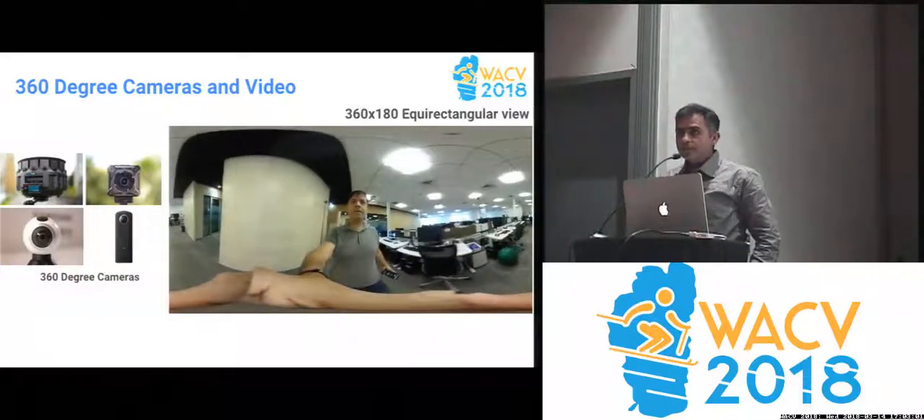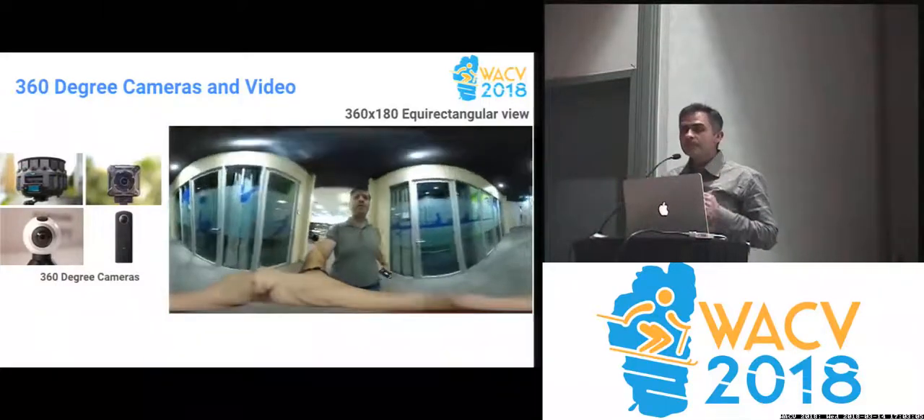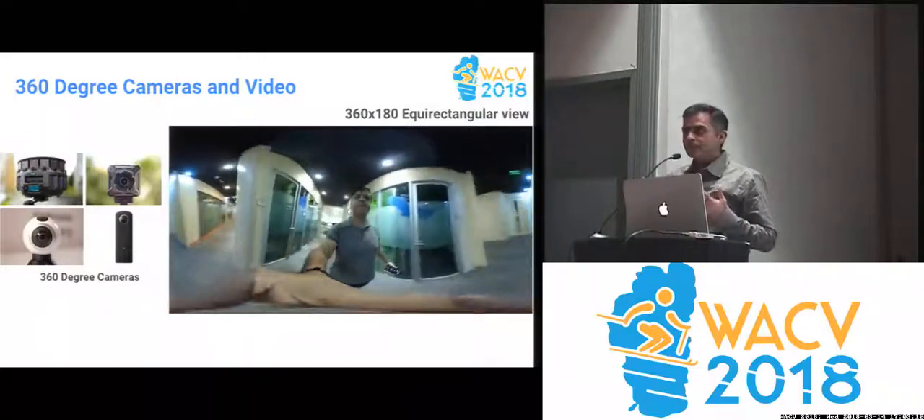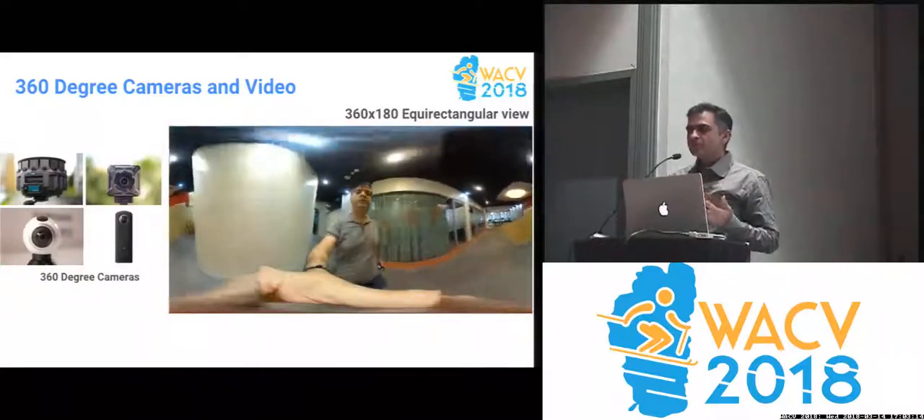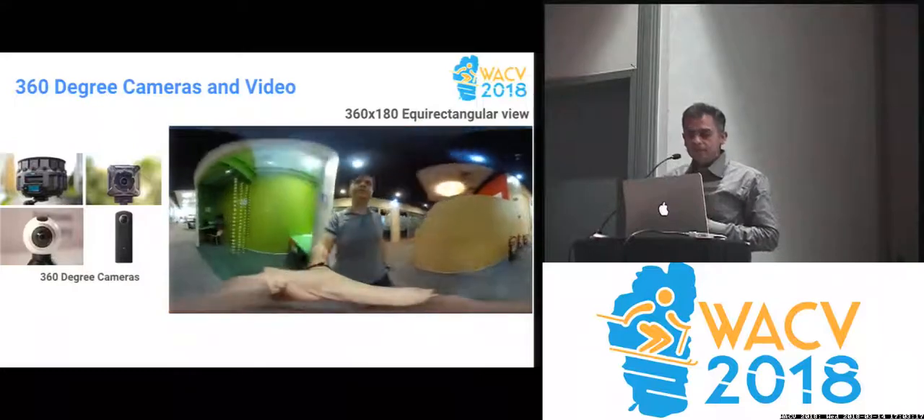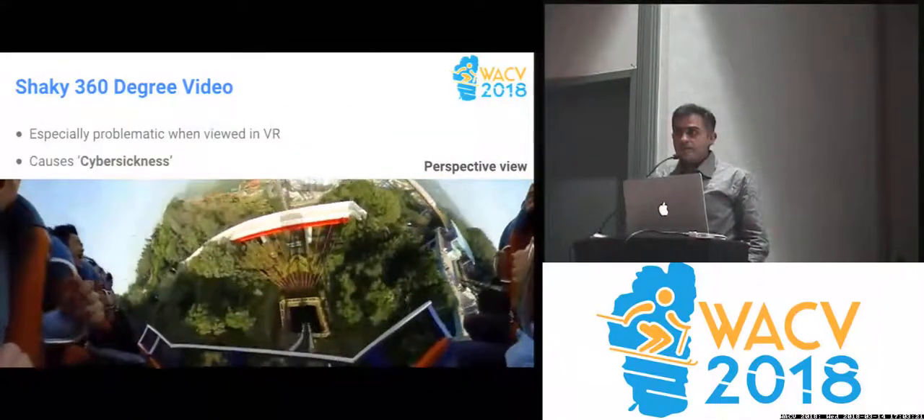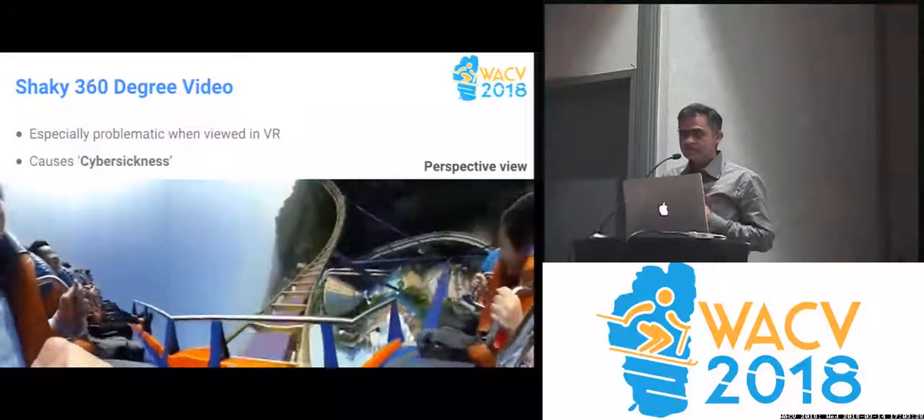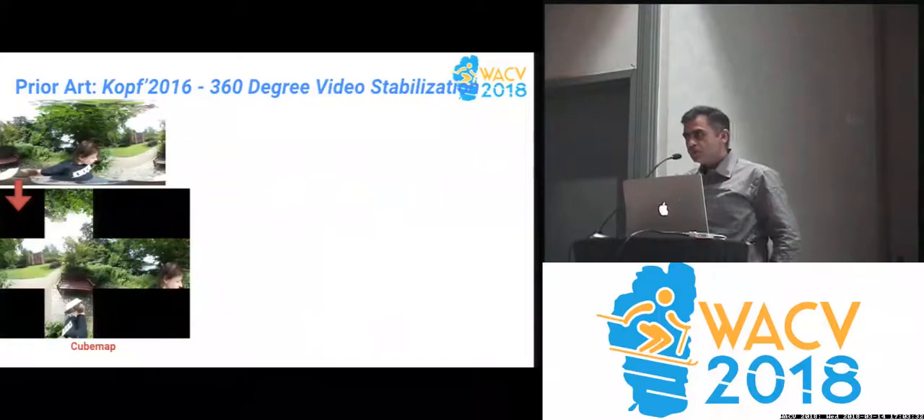So 360 videos like these are obtained using special cameras that are able to capture the full spherical 360-degree view around them. And these cameras are now available in consumer form factors, handhelds, which is great because all of us can now capture 360 videos. But one problem is that often these videos tend to be shaky. And this is especially a big problem when we try to view these videos in VR because it can actually cause physical discomfort and sickness. It has a term of its own called cybersickness. So how do we solve this problem?